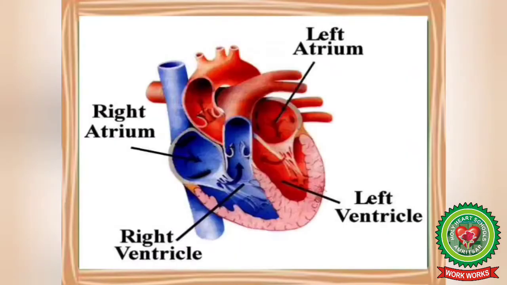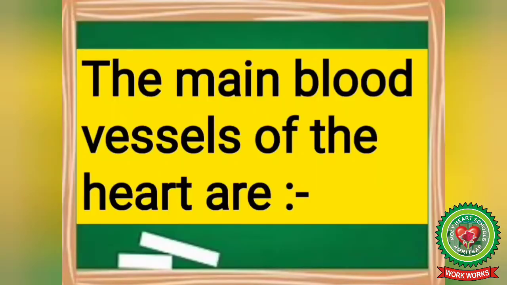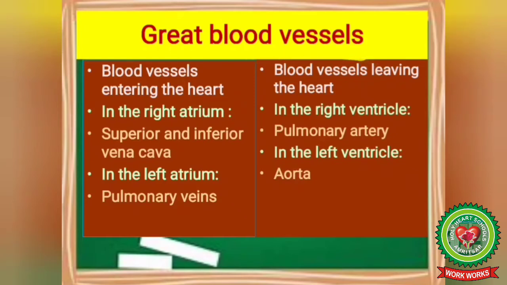Various blood vessels that enter or leave the heart are called great blood vessels. The apertures by which these great blood vessels enter or leave the heart are guarded by valves. They allow only unidirectional flow of blood through the heart. The main blood vessels of the heart are great blood vessels entering the heart in the right atrium, superior and inferior vena cava, in the left atrium, pulmonary veins, blood vessels leaving the heart in the right ventricle, pulmonary artery, and the left ventricle, aorta.